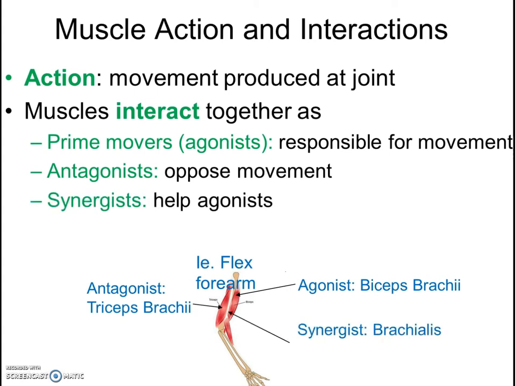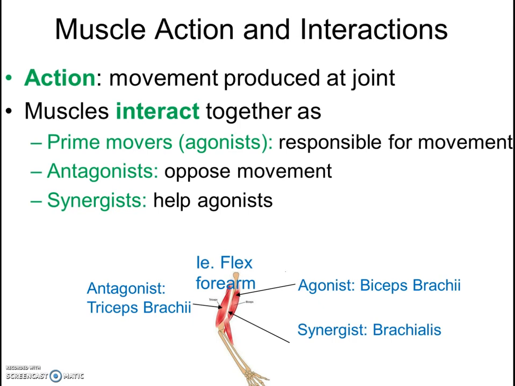In addition, you have synergists. So it turns out that biceps brachii is not the only muscle helping you flex your forearm. The synergist is another muscle that helps this agonist. For example, in this case, there's a muscle called brachialis. So brachialis is actually sandwiched between biceps and triceps, but brachialis works with your biceps brachii to help flex the forearm. So notice we have three muscles involved here.